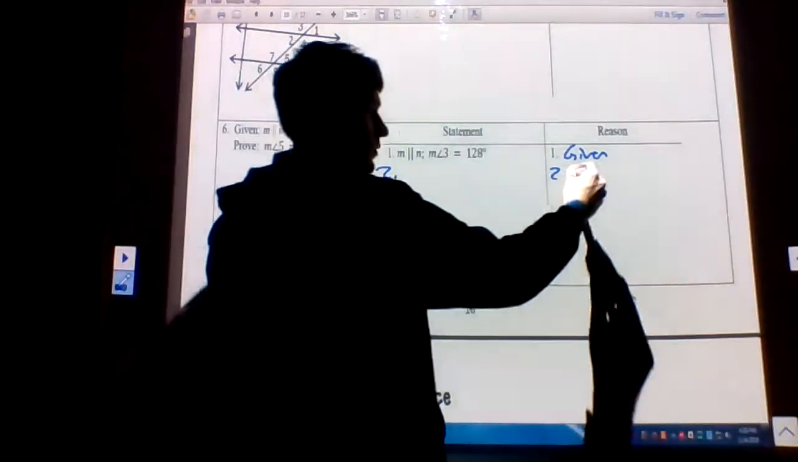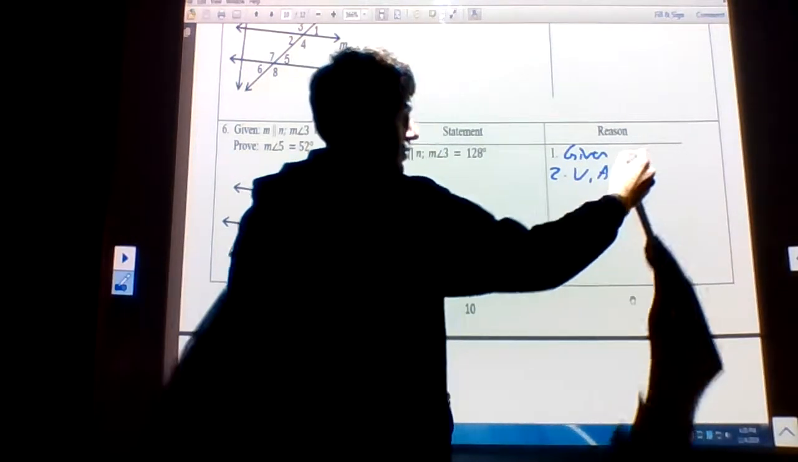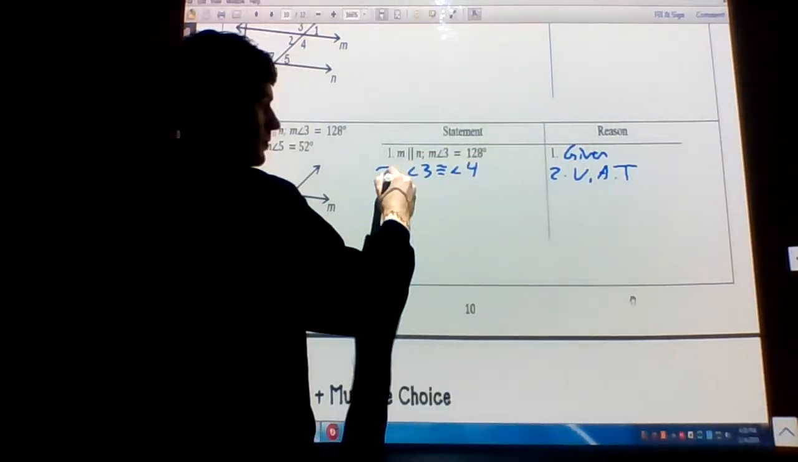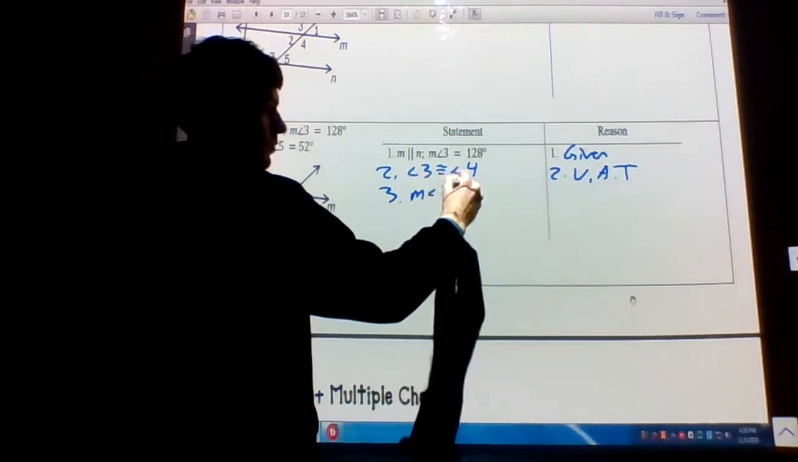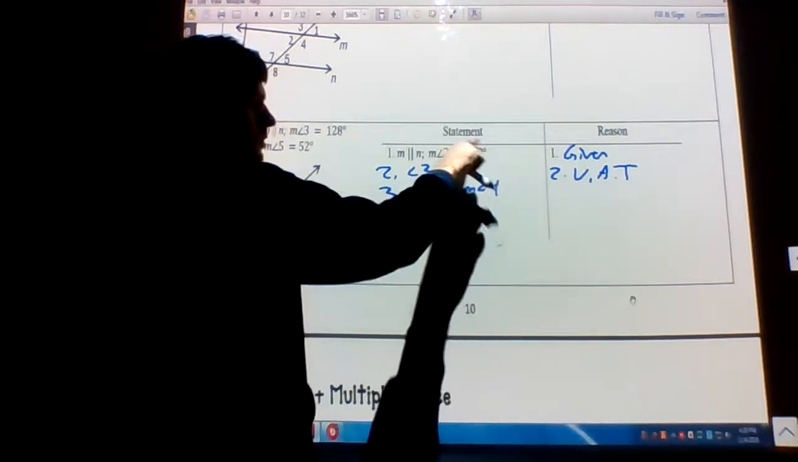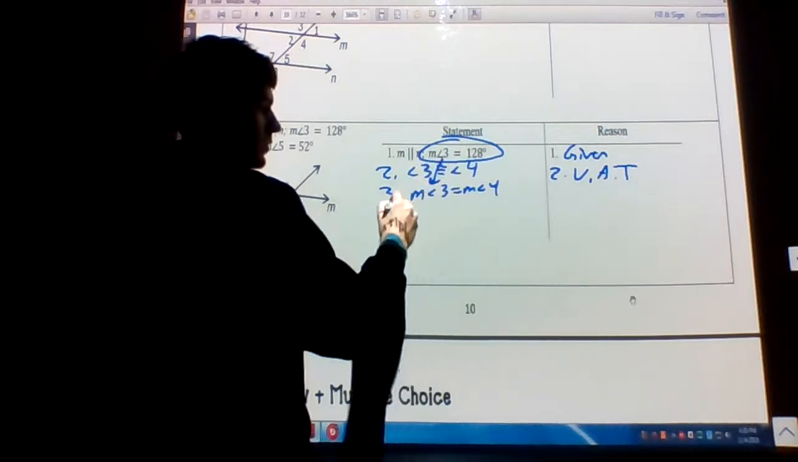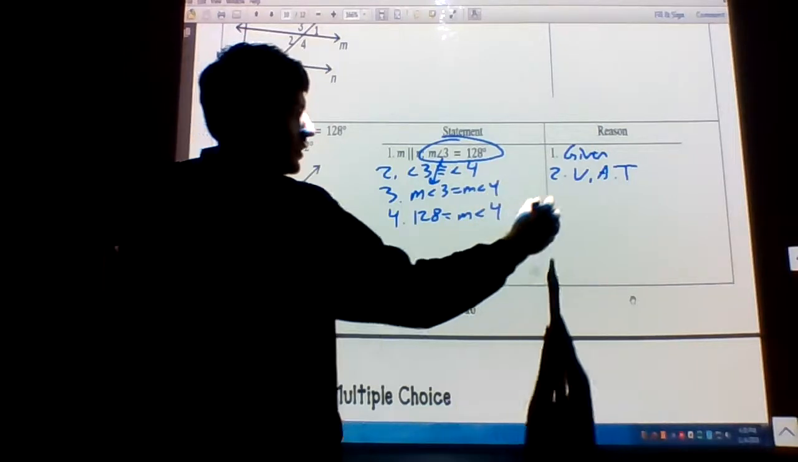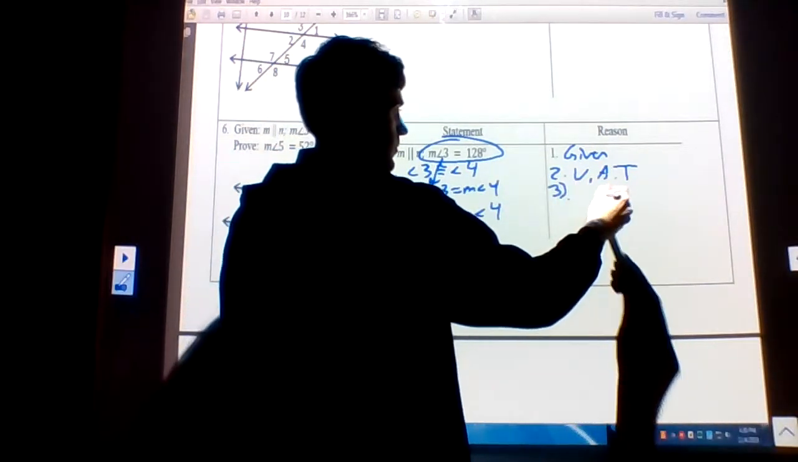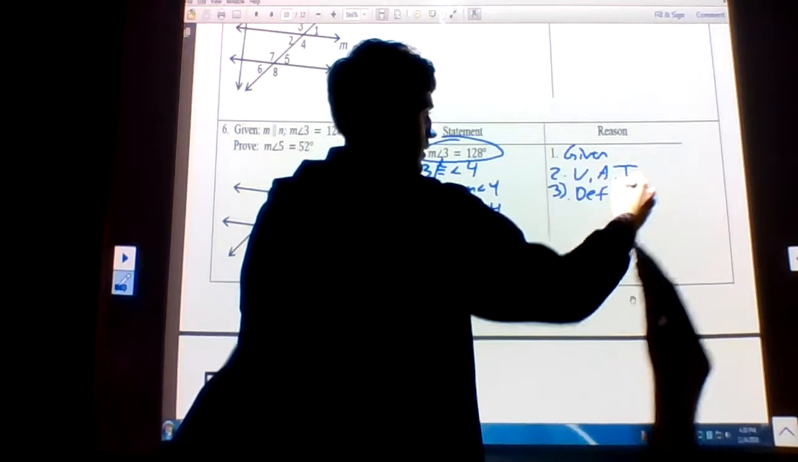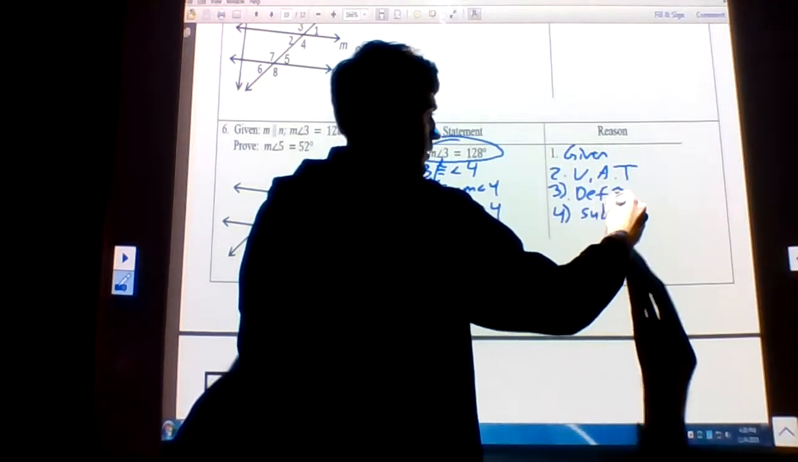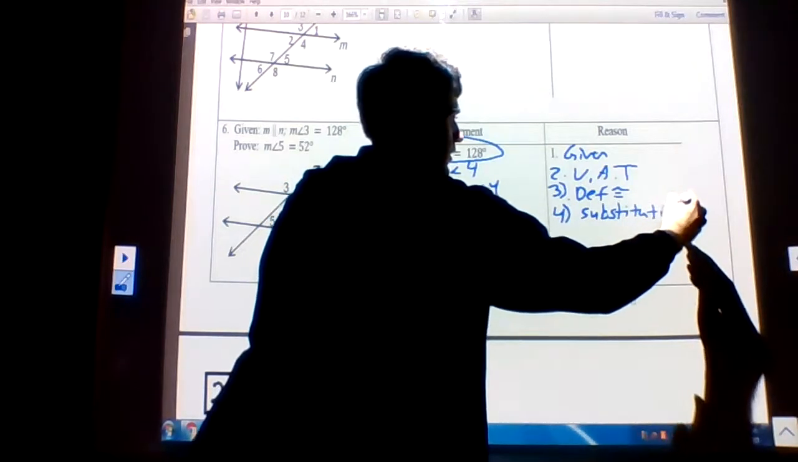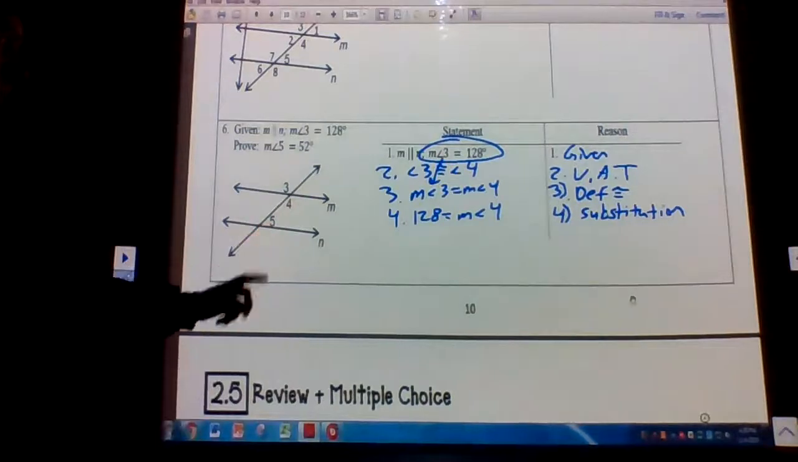The vertical angle theorem tells us vertical angles are congruent. Angle 3 is congruent to angle 4. Therefore, we know the measure of angle 3 equals the measure of angle 4. And then we can substitute in 128. So we get 128 equals the measure of angle 4. So again, this was definition of congruent, and this was substitution. So this should all look very familiar. Then we want to go from 4 to 5.